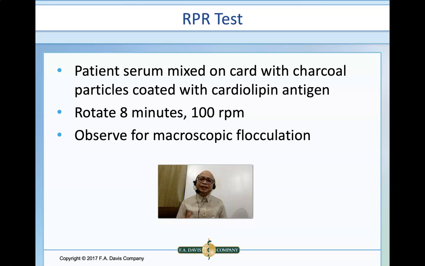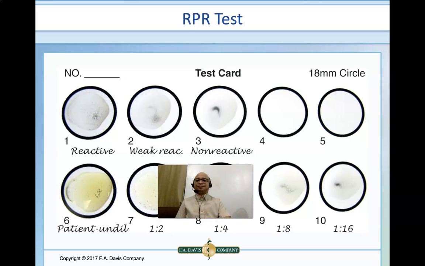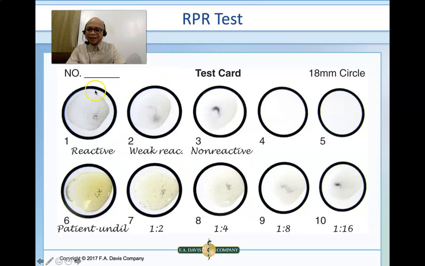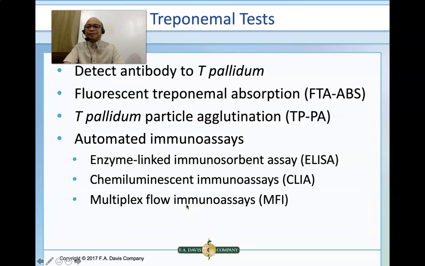And the charcoal here is actually absorbed with choline chloride, and that is the reason why there is no need for us to heat inactivate the serum. As you can see here, here's an example of flocculation of a reactive patient, and this is an example of a non-reactive patient. Usually if the patient is reactive, we further dilute it so that we'll be able to determine the titer.